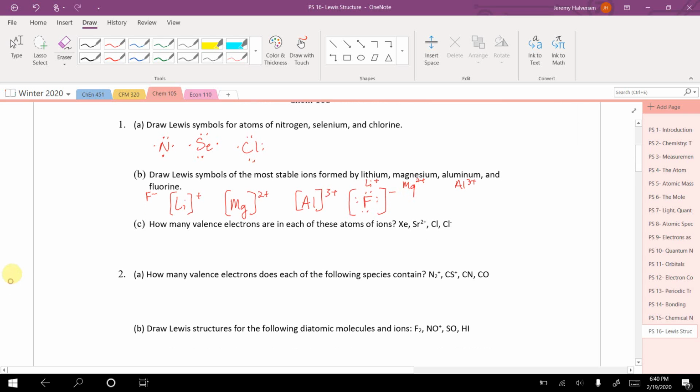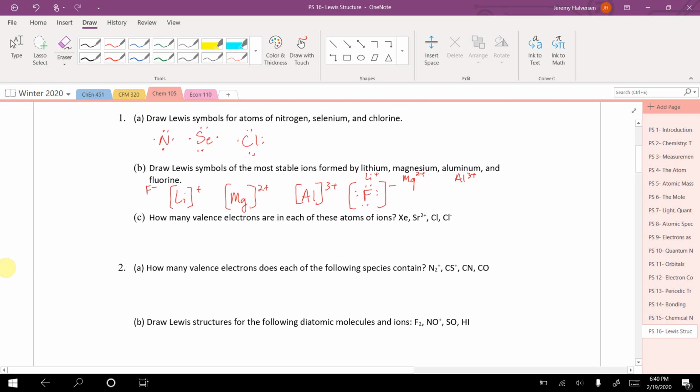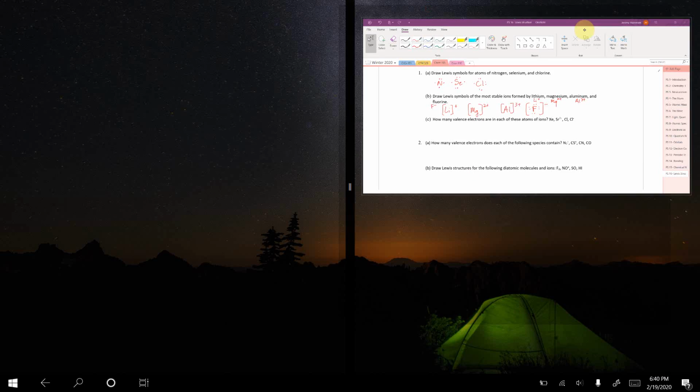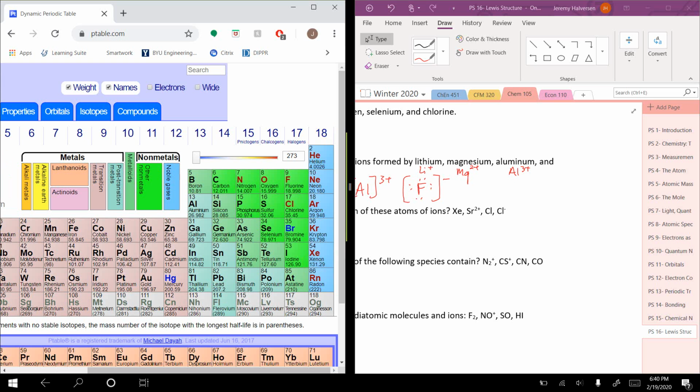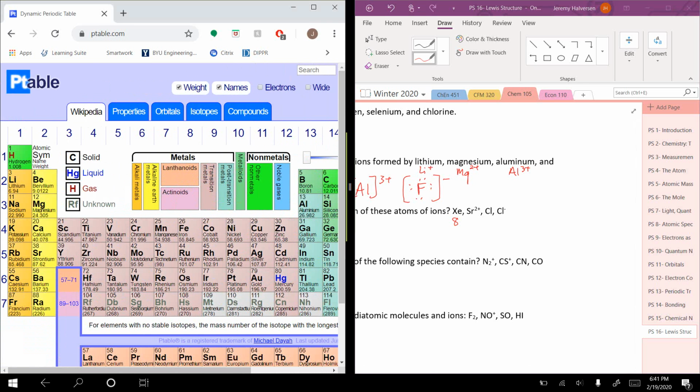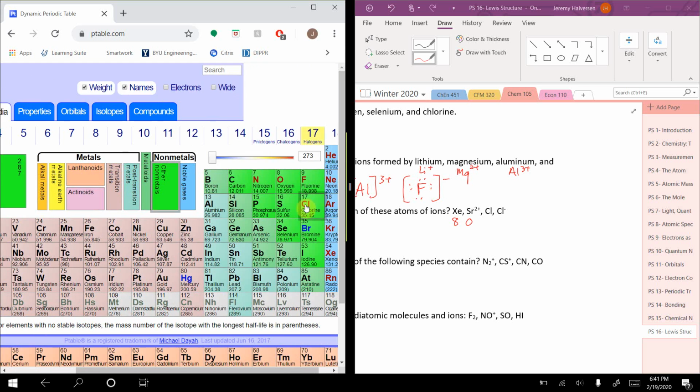How many valence electrons are in each of these atoms? Xenon, Sr2+, chlorine, and Cl-. So if I just pop that over there, xenon is over here. It's got its full valence shell, so we would say that it has 8. Strontium 2+, strontium's right here, and when it loses 2 electrons, we usually say it has 0. You could make the argument that it also has 8, like krypton, but typically we say if you lose it, then it's emptied its valence shell, so it has 0. Chlorine's right here. It has 7, so chlorine minus would have 8.